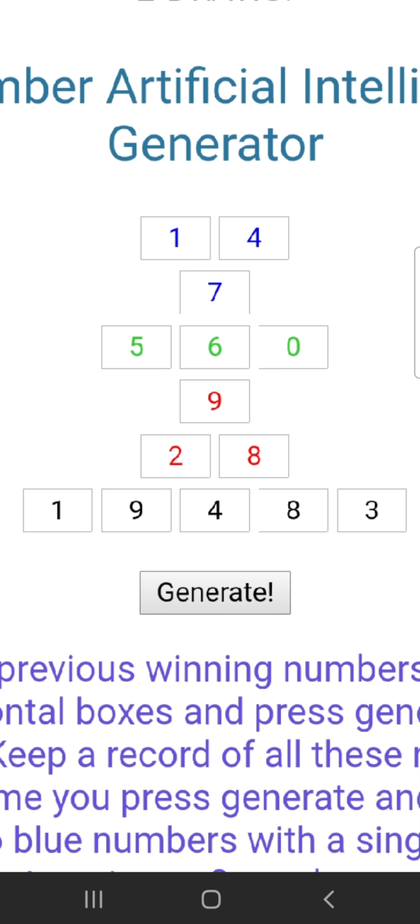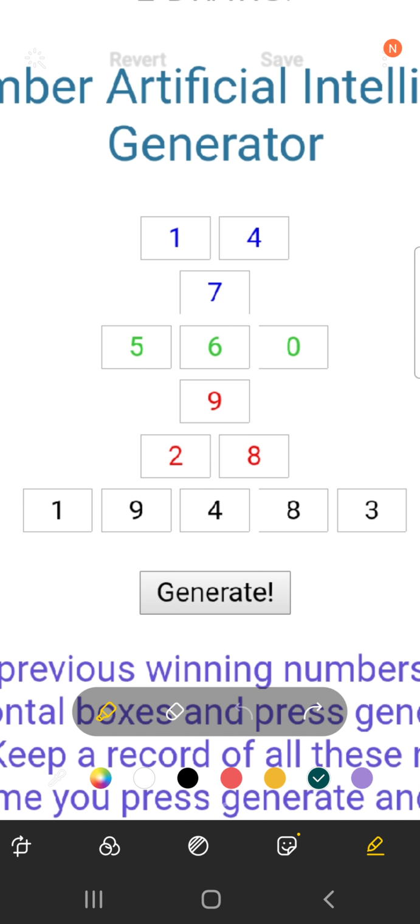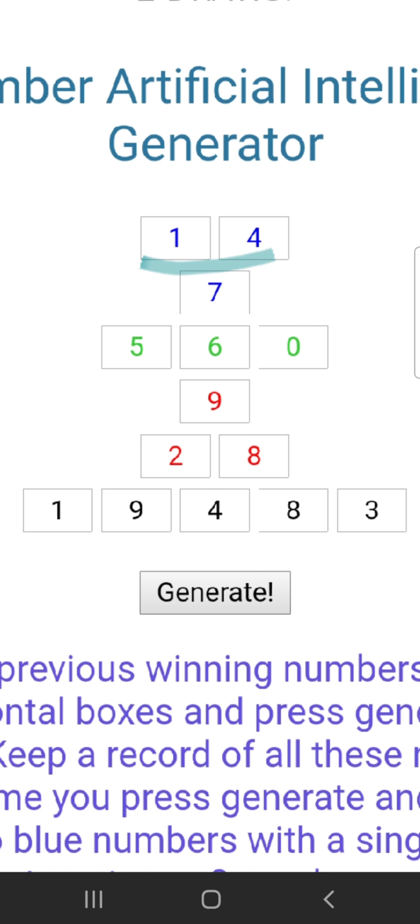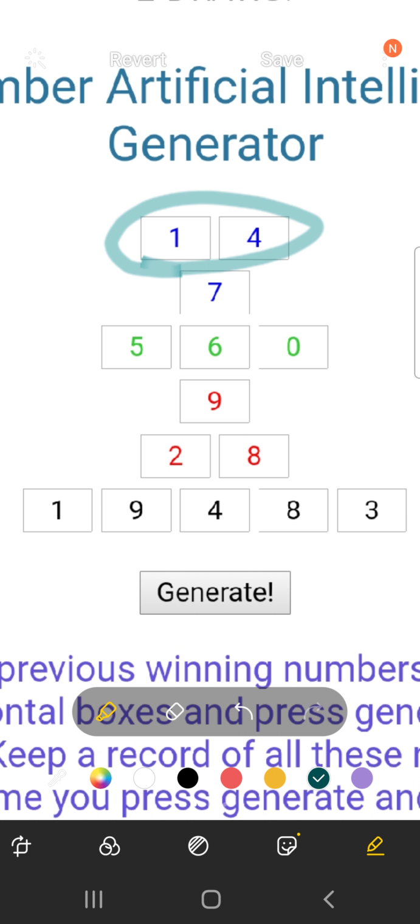So let me give you a demonstration of it now. So let's say you choose 1 and 4, and then you choose a green number here. And that is how you gotta do it. You're choosing any two blue with a single green, right? That's what you're doing to get your first three numbers. So that will be 1, 4, and 5, right?